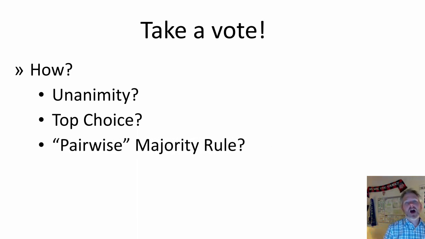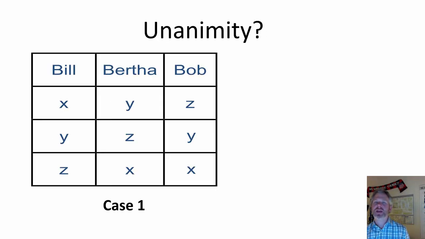There's another common thing that we do in group decision making called pairwise majority rule, which means we run this versus this, and we take a majority rule vote, and the winner kind of stays. And then we pair it up against something else, we vote. That's pairwise majority rule, voting on two things at a time. All right, we could do it that way. Let's look at those three cases.